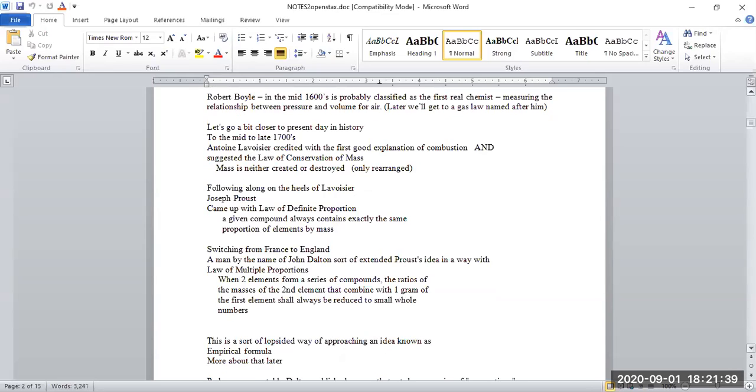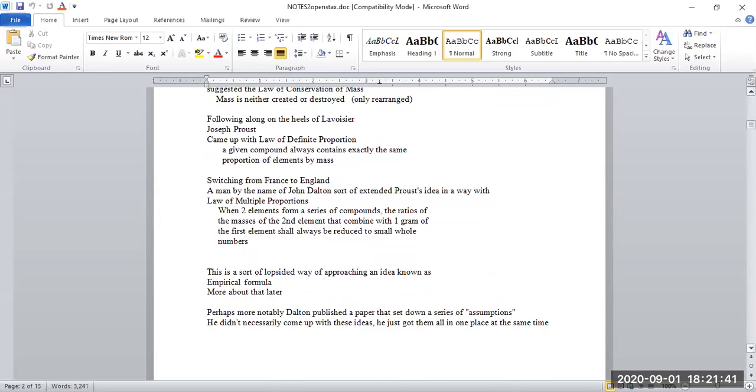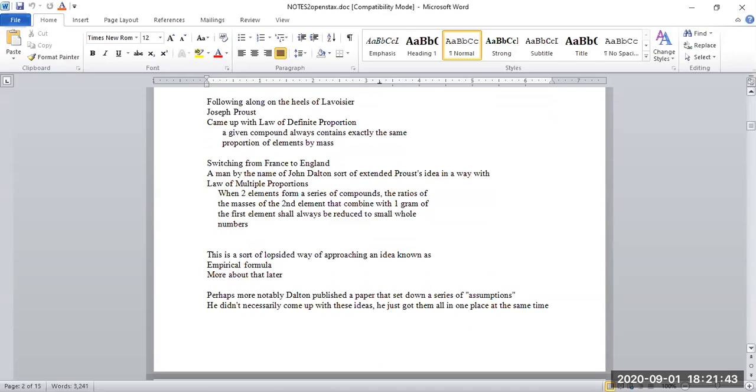So John Dalton, in some ways, did some of his own work, but he also stole from a lot of people too. He took Proust's idea and he took it a little further. Okay, and if you read what's written there, we've got 2 elements form a series of compounds, and the ratios of the mass of the second element combined with 1 gram of the first can be whole numbers. Okay, you kind of go, what?